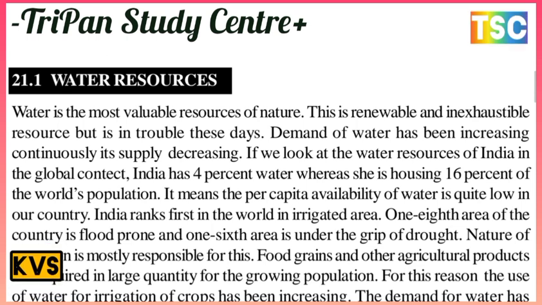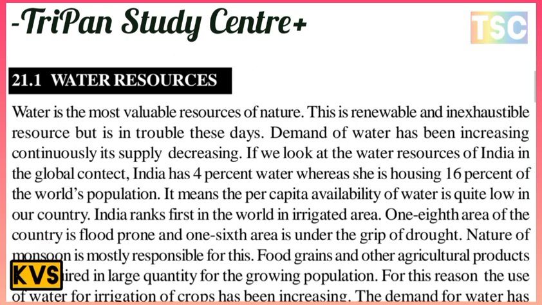If we look at the water resources of India in the global context, India has 4% of the water, whereas she is home to 16% of the world population. It means the per capita availability of water is quite low in our country. India is ranked first in the world in irrigated area. One-eighth of the country is flood prone and one-sixth is in the grip of drought. The nature of the monsoon is mostly responsible for this.